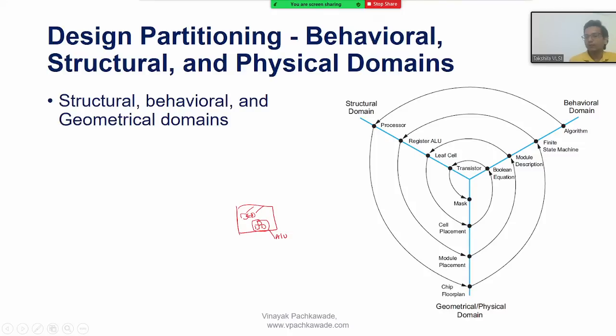Then you have module placement. It means cell placement is just a unit cell. In module placement, when you connect the cells together, they become a module. When you connect the modules together, you go to chip placement in the bottom right here. So that is how you basically start from cell to module and finally you go to the chip floor plan. An entire chip is laid out. The layout for the entire chip is carried out. This is called the geometrical and physical domain.